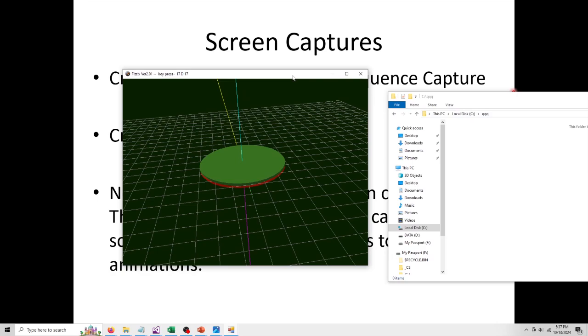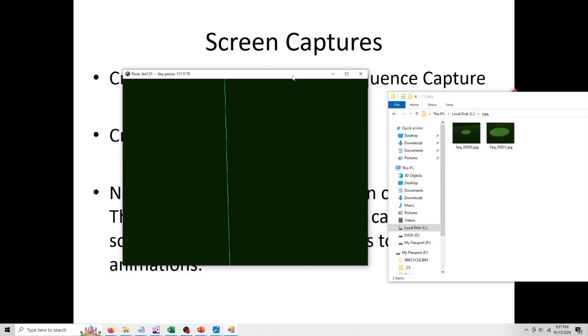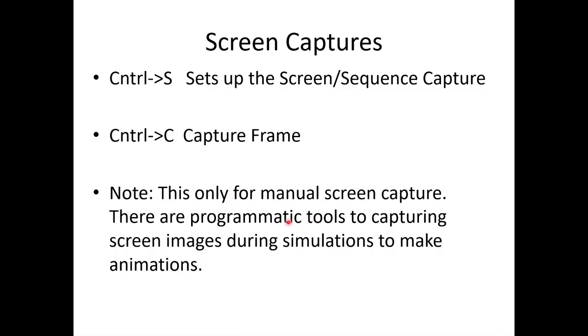So then I hit Control C. It'll take a screen capture. And then I can fly in, Control C. It'll take another screen capture. I can nose up and then go backwards so that I'm now falling below it. Control C will create another screen capture. So you can create a whole sequence of screen captures. Now we also have the ability to capture screens programmatically during simulations. That's where the majority of our images are captured from. This is just a manual method in case you need to get something quick.